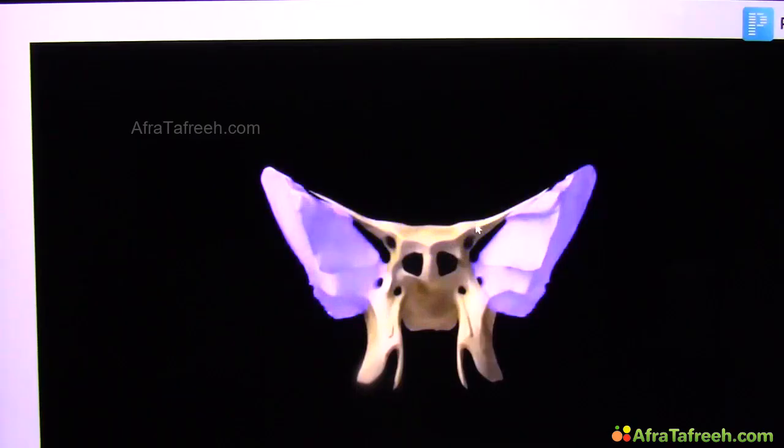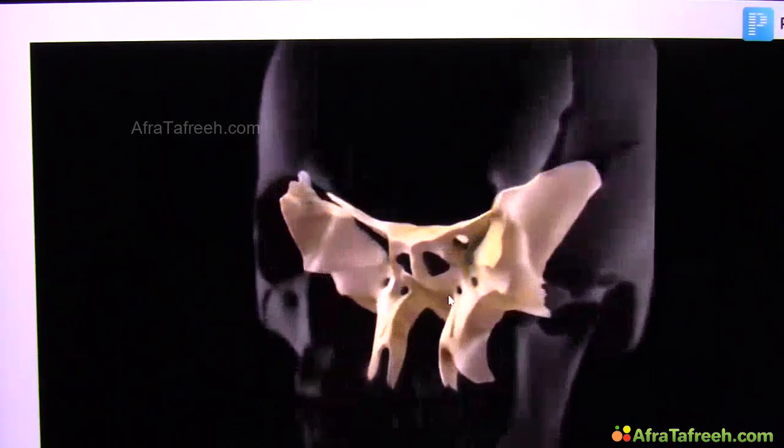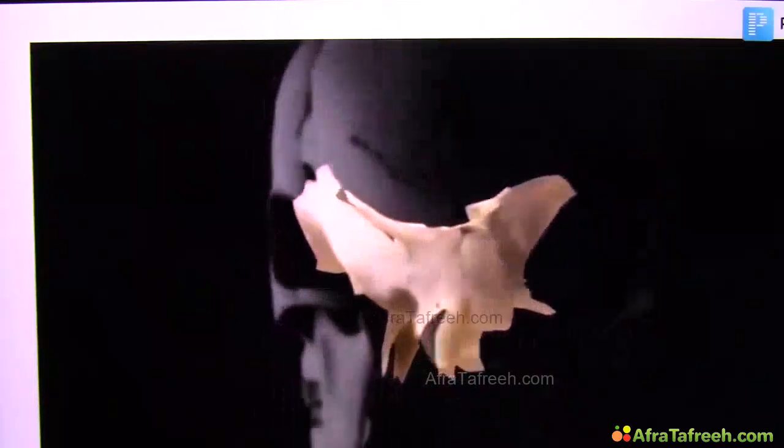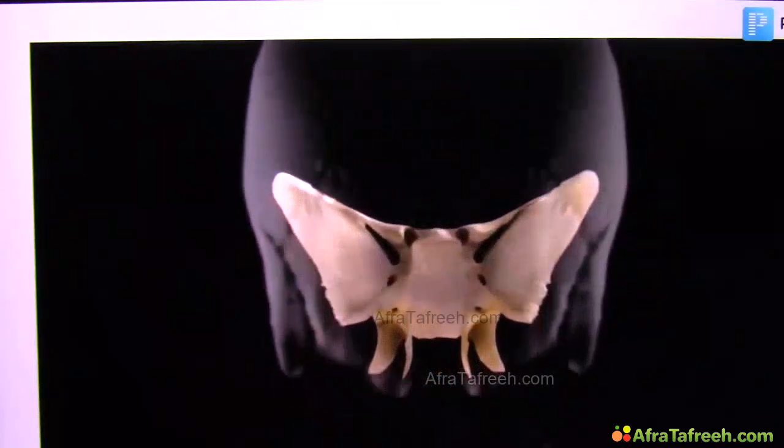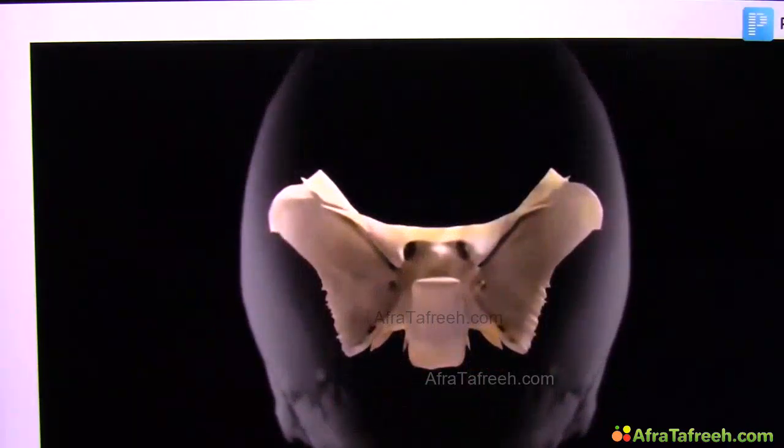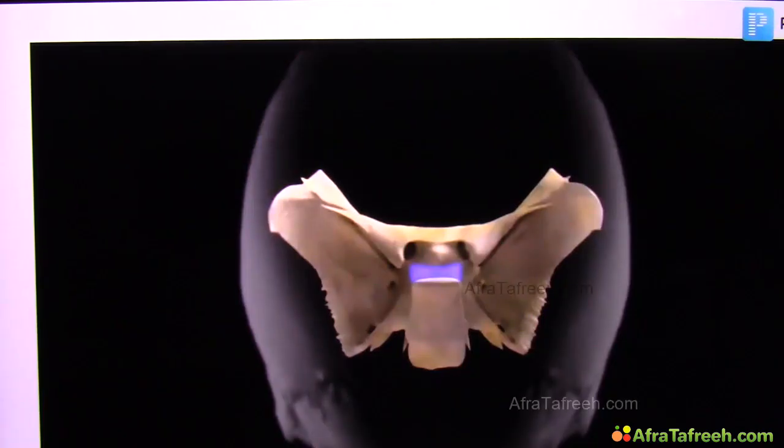You can see the body, lesser wing, greater wing. Now I am rotating the skull, so the sphenoid bone is also rotating. Now what do we have over here? This highlighted area, what is this? This lies above the sphenoid sinus. This is the place where we have the pituitary gland, and this place is known as the sella turcica. So we have the pituitary gland over here.